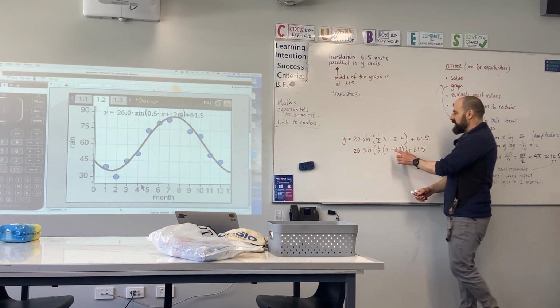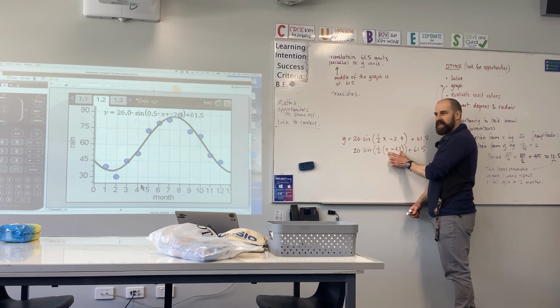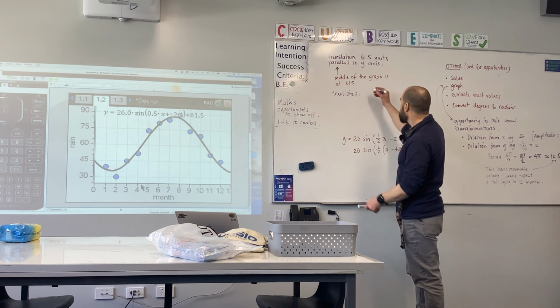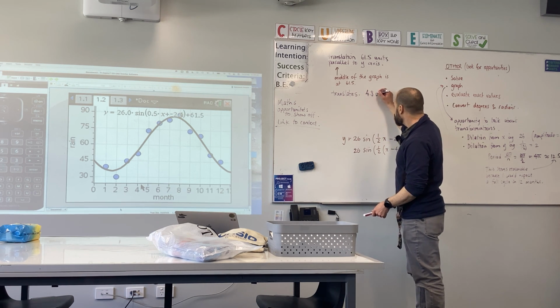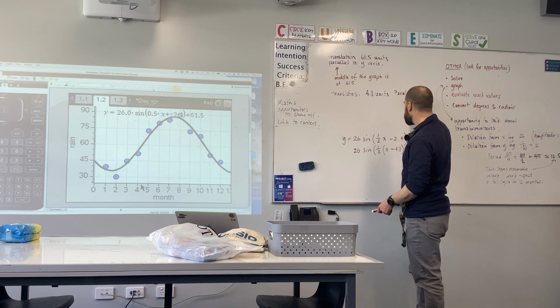All right. This is my n. This is my translation. That's a technicality. The calculator, the sinusoidal regression line doesn't do that for you. That would be a hand thing that you would have to add in there to get your translation. But the translation translates 4.8 units.